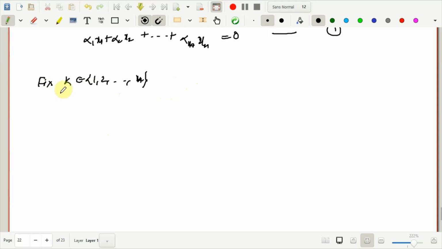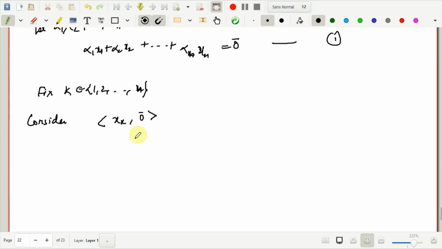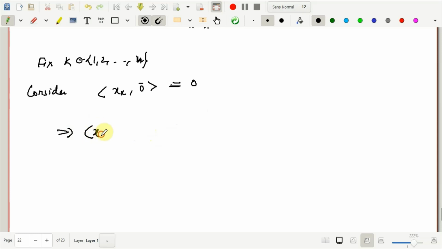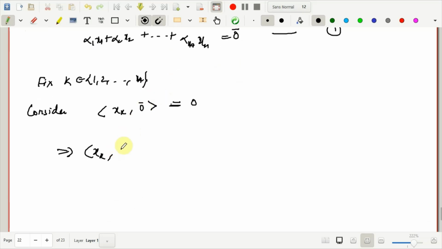Okay, so for this fixed k, I'll consider this particular inner product xk comma 0 vector, right? One thing also I should be taking care of here, this is a vector, xk comma 0 vector. We know that this is equal to 0 by the property of an inner product, but as of now I can replace this 0 by this whole equation, right? Because I know that in V, 0 is also the same as this. So I can replace this 0 as alpha 1 x1 plus alpha 2 x2, and this goes on till alpha n xn equal to 0, right? So this is what we get from 1.